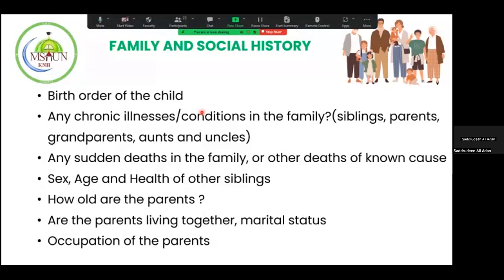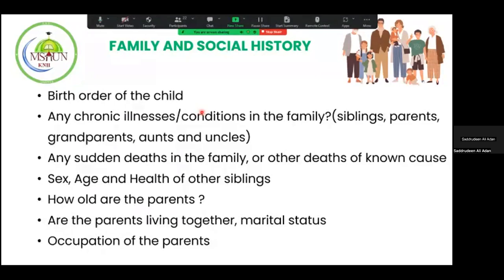So just draw a small table. How many siblings are there? 3. You just list 1, 2, 3. What's the sex? First one is male, female, male. What are their ages? Just put their ages in your table, and then put in a section: are they healthy or not? Tick, X, tick, X, tick, X, and move on.